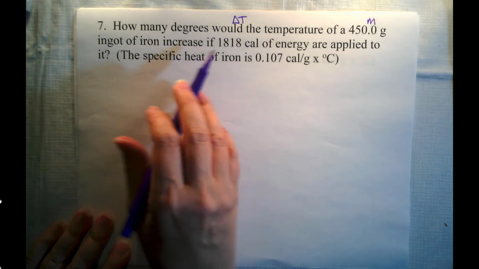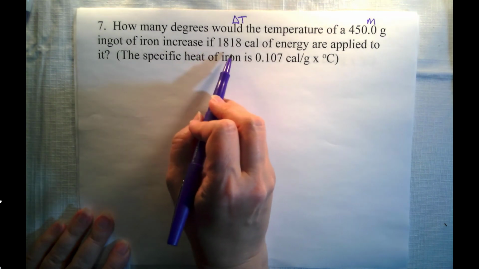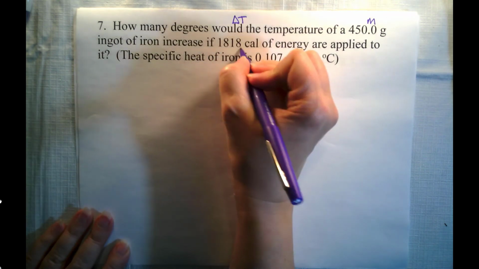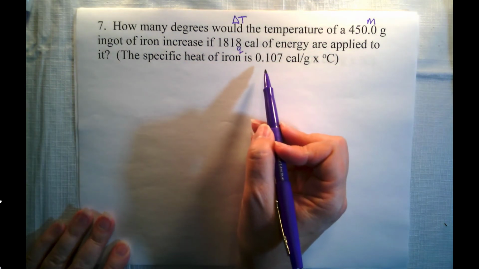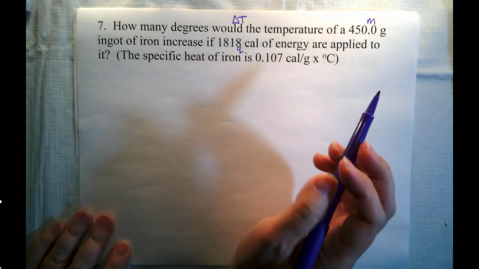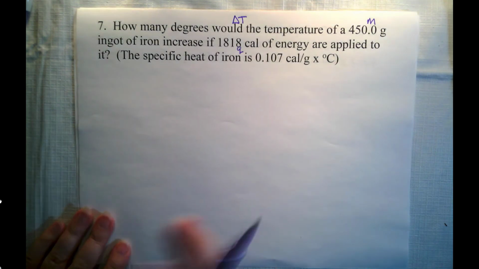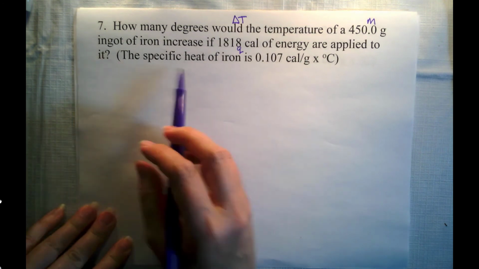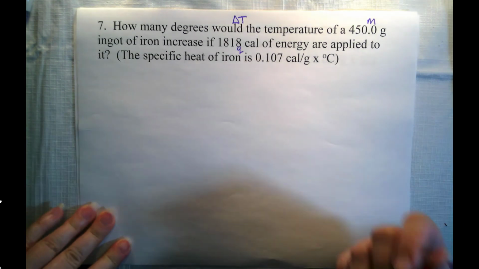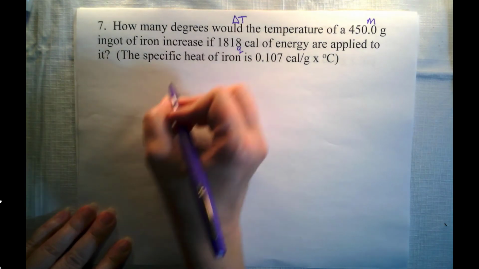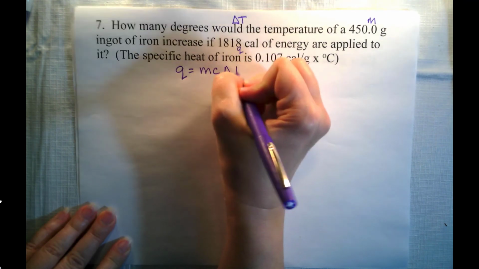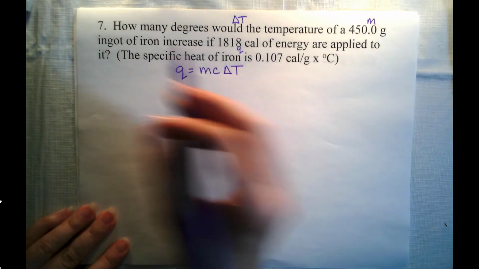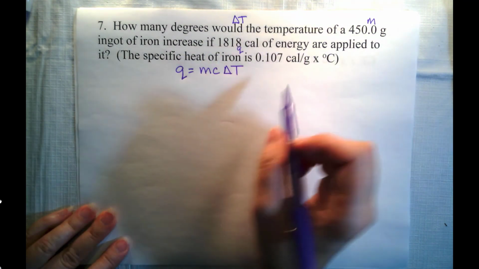To increase if 1,818 calories, Q, of energy are applied to it. And here we're giving you the specific heat of iron. For the quizzes that you guys will take, for anything that you do with this, we will always provide you with the specific heat unless you're solving for specific heat. Okay, so we've got Q equals MC delta T. Okay, you can make the list if you want, but I kind of have the list going up here.